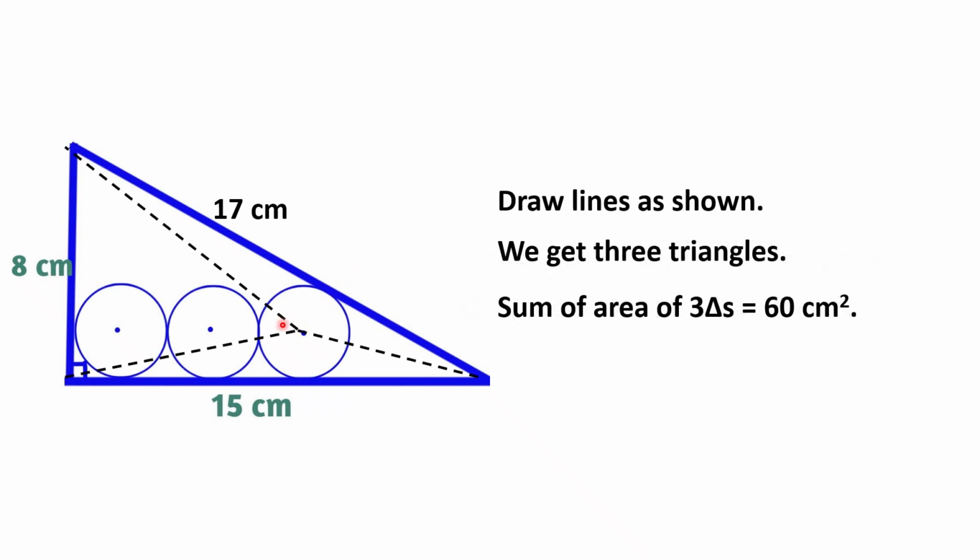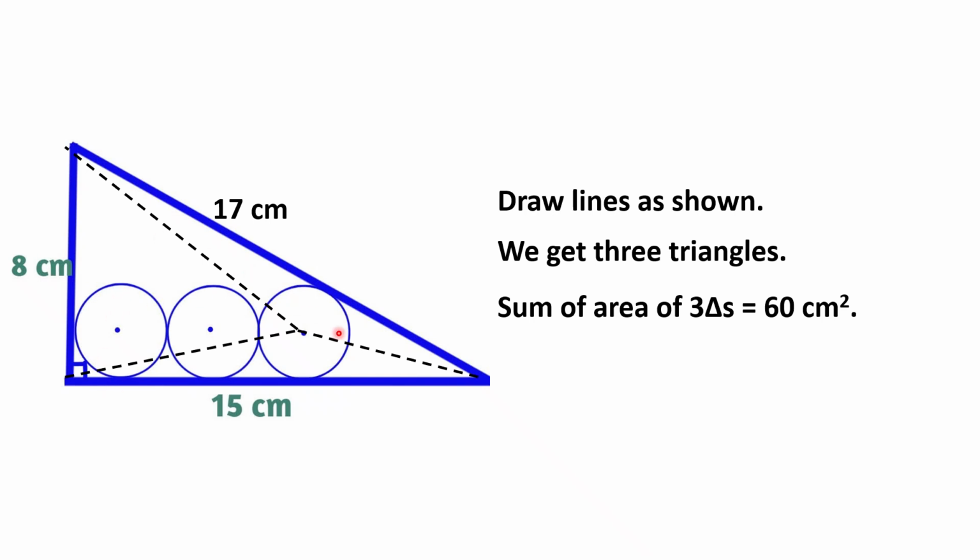From the center of the third circle, circle 1, circle 2, circle 3, from the last circle, we join the vertices of the triangle. So from the center, we have drawn dotted lines. See the dotted lines joining the center to the vertex. So this center is joined to each of the three vertices of the triangle. So we get three triangles. Look at the dotted lines.